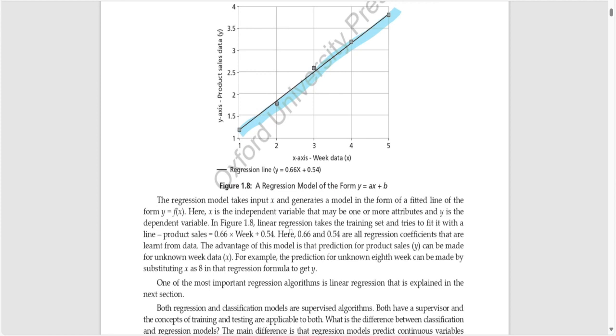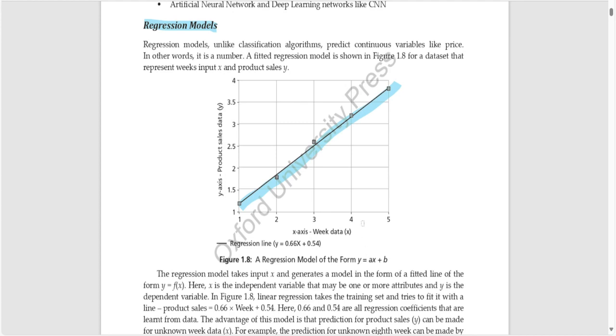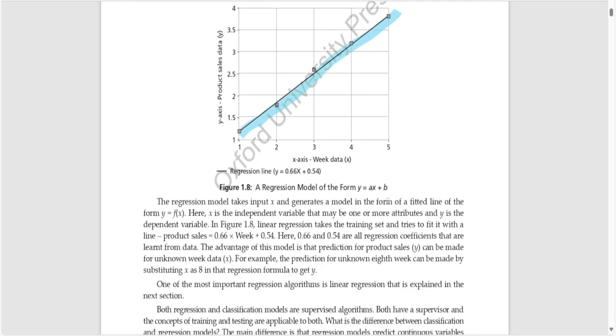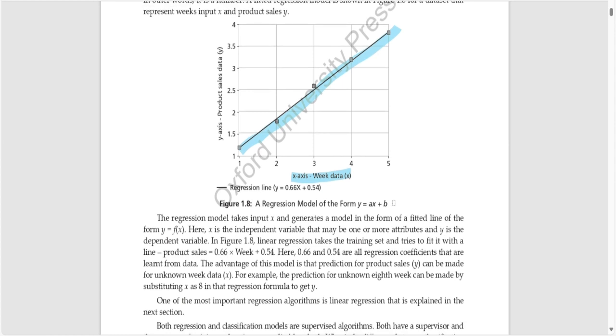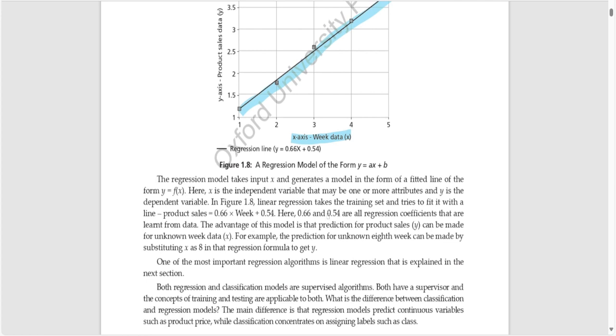Then it takes some training set and tries to find all the regression coefficients on the basis of this model. After finding the regression coefficients, it will put in the x and y values accordingly. Suppose we have the data for the first, second, third, fourth, and fifth week, and we want the data for the eighth week. We can form a formula for that, and based on that formula, we can put the value of week as 8, and then find the prediction for the eighth week.